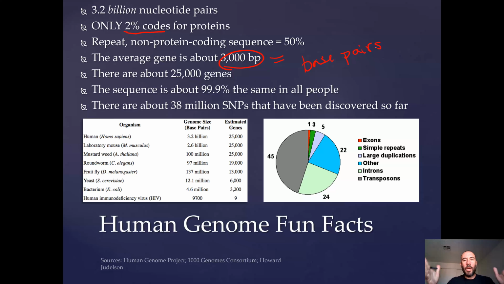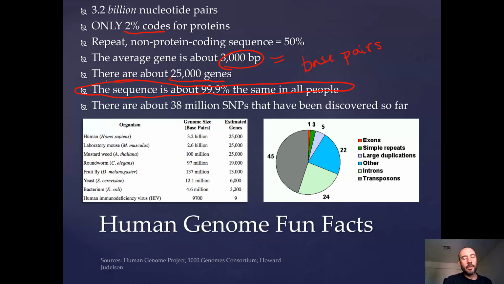So the gene is only about 3,000 of those, right? So if you were to go A, C, T, G, T, T, C, A, and so on, there's about 3,000 of those in an average gene. There's about 25,000 genes in the human genome. And I don't think I'm going to ask you about any of those things, but I will probably ask you about this at some point.